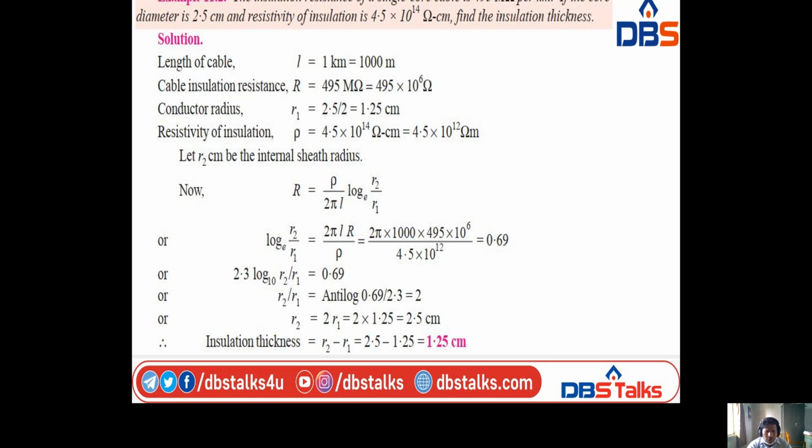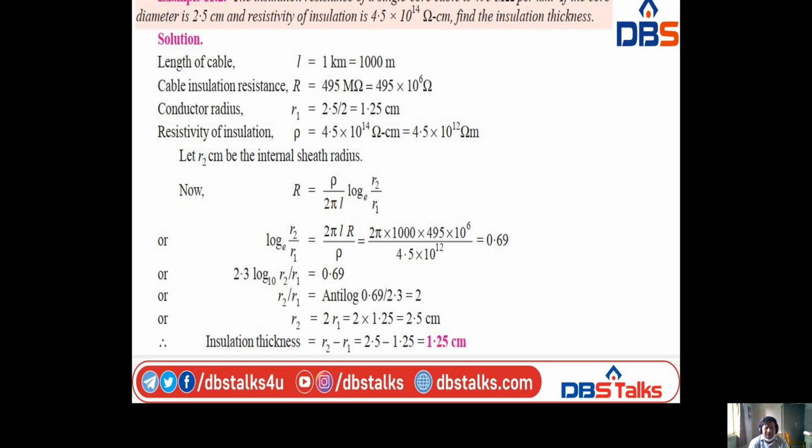R2 by R1 is equal to, otherwise log R2 by R1 base 10 is equal to 0.69 by 2.3. Now R2 by R1 is equal to 10 power of 0.69 by 2.3. Otherwise R2 by R1 is equal to anti-logarithm of 0.69 by 2.3. That is equal to 2. So R2 is equal to 2R1.